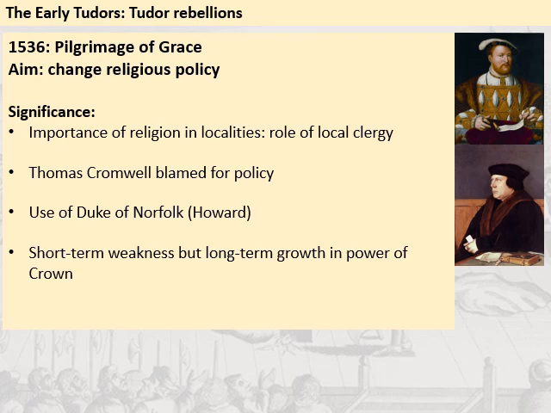And we also see here actually a long-term gain for the crown. This is the moment of mass opposition to the Reformation and the changes of the 1530s. After the Pilgrimage of Grace, there's no major opposition against, for example, the dissolution of the larger monasteries. So this is the moment where rebellion and opposition to the Reformation is successfully countered in the end.